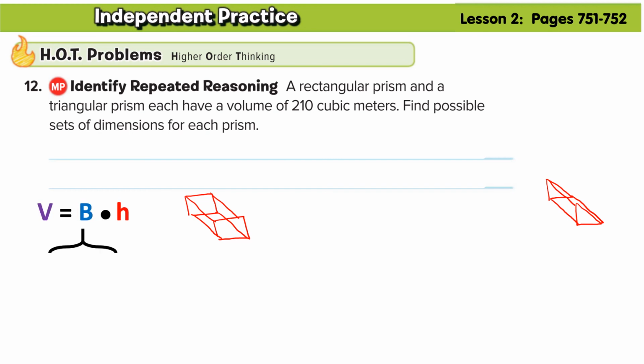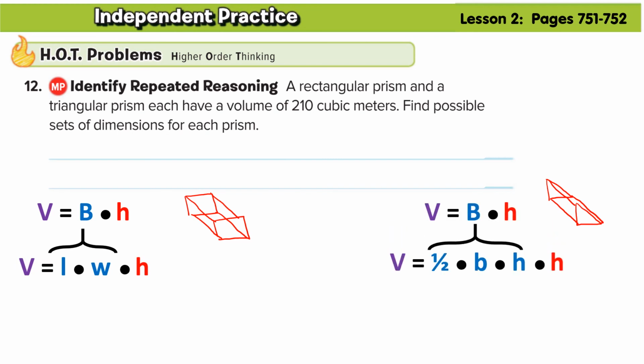So the formula for a rectangular prism would look like this. And the formula for a triangular prism would look like this. Now we know that we want it to equal 210 meters cubed. So what could that be here? Well, I have to think of three numbers that I multiply by to get 210. So this could be a guess and check situation.